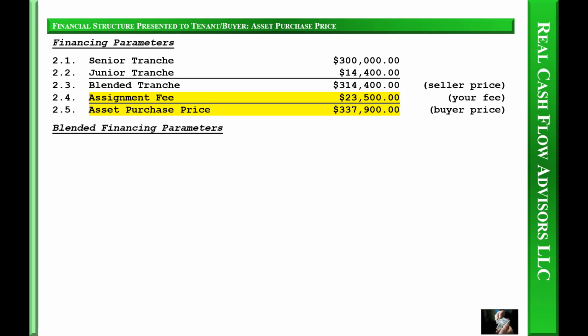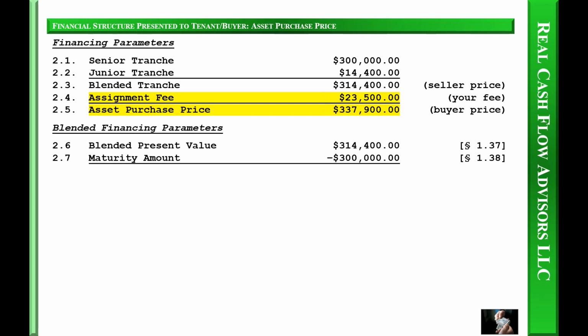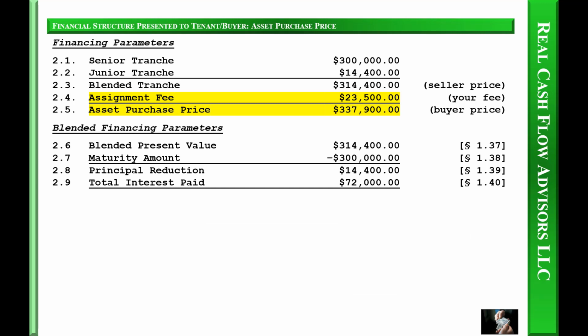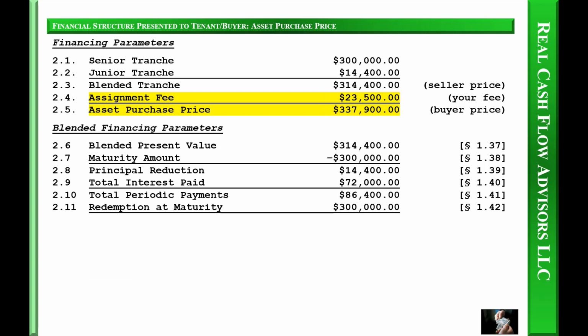Blended financing parameters. Blended present value, $314,400. Maturity amount, $300,000. Principal reduction, $14,400. Total interest paid, $72,000. Total periodic payments, $86,400. Redemption at maturity, $300,000. Total blended financing paid, $386,400.